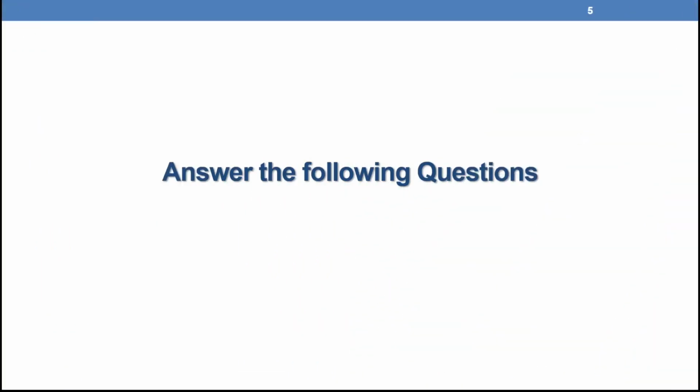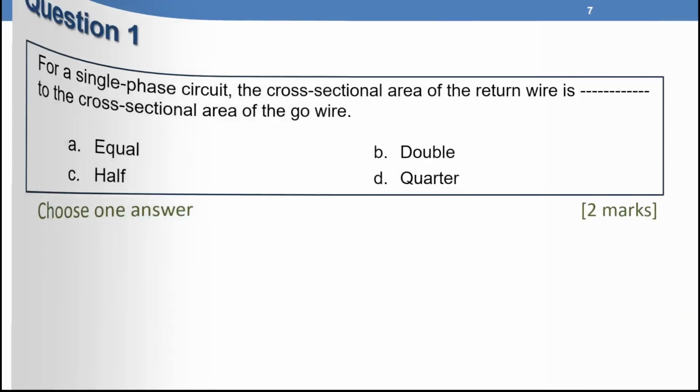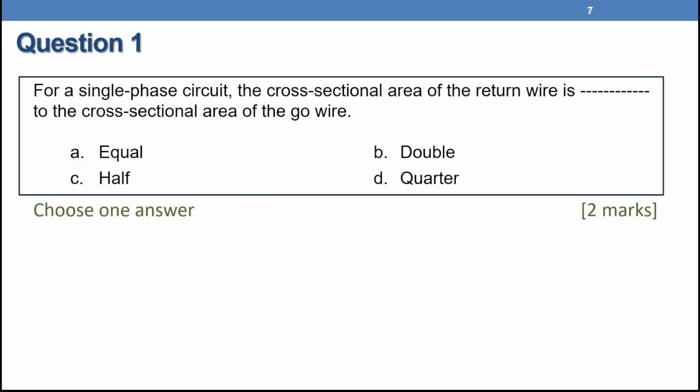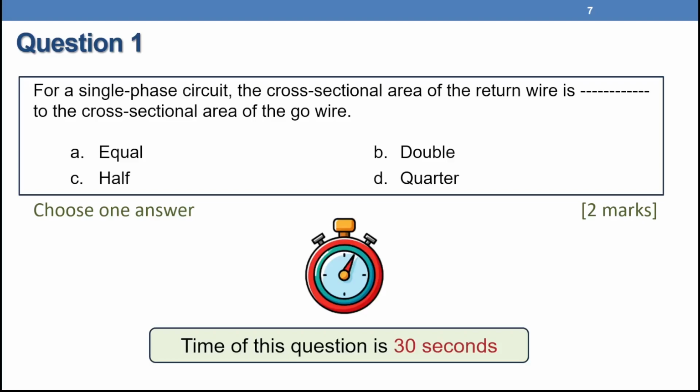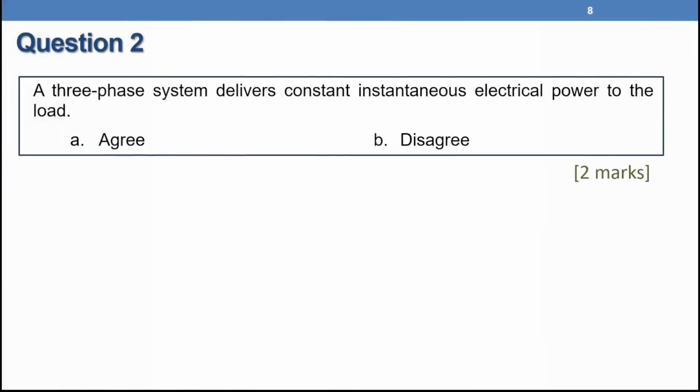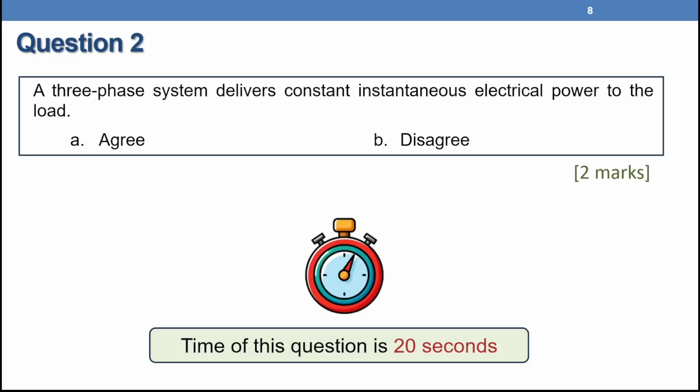Answer the following questions. Question number 1. For a single-phase circuit, the cross-sectional area of the return wire is equal, double, half, quarter to the cross-sectional area of the go wire. The time of this question is 30 seconds. Question number 2. A three-phase system delivers constant instantaneous electrical power to the load. Agree or disagree? The time of this question is 20 seconds.